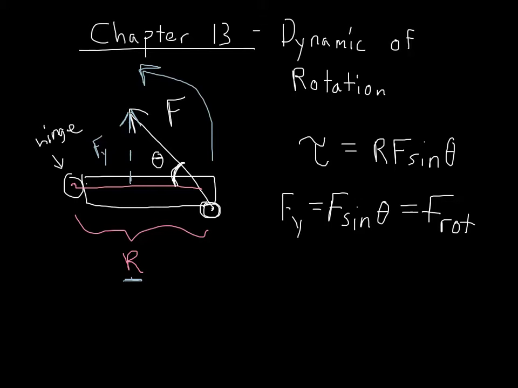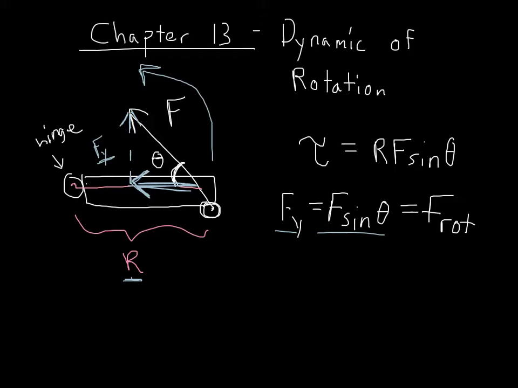Any part of the force that's acting in the same direction as my radius, in this x direction, is not going to allow my door to rotate at all. I'm pushing along the door. The only force that gives me rotation is my Fy. My Fy is F sine theta. So that's where my rotational force comes from.